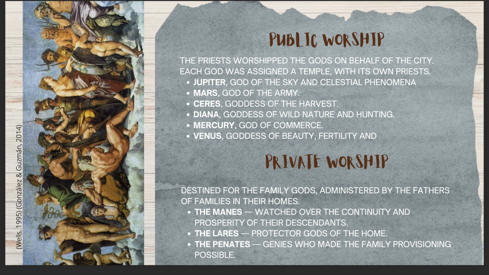And private worship was destined for the family gods administered by the fathers of families in their homes. The manes watched over the continuity and prosperity of the descendants. The lares were protector gods of the home, and the penates were genies who made the family provisioning possible.